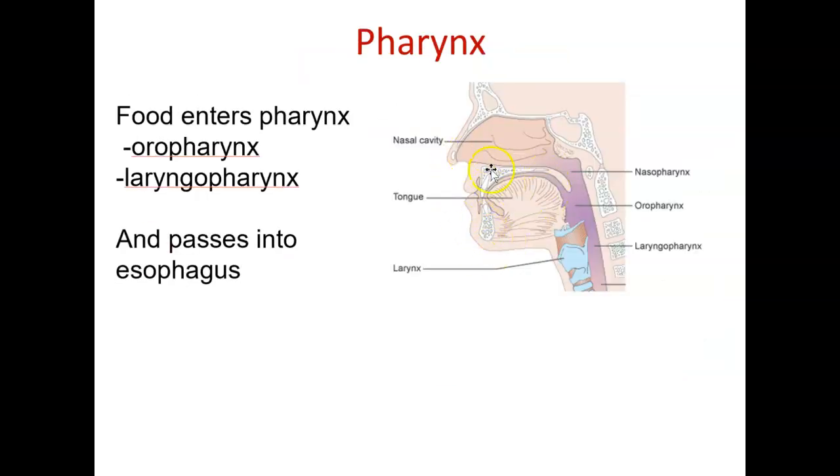Now, once we chew the food, we mix it and form a bolus. We're going to basically kick it back here to our uvula, and it goes into our oropharynx. From our oropharynx, the food just goes down into the laryngopharynx. Now, there is a connection here. You notice it could go out the nasopharynx. We don't want it to, but it could come out your nose.